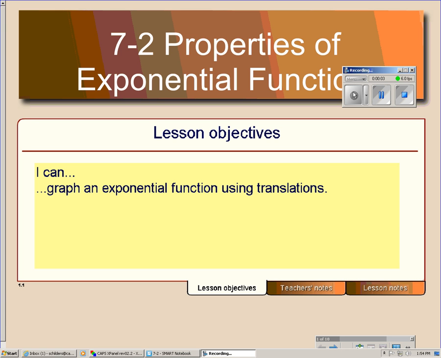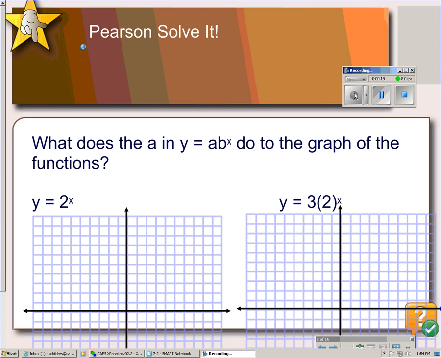This is lesson 7-2, and what we're going to be doing in this lesson is graphing exponential functions using translations. So we're going to use the same types of translations that we did in the first three chapters, and so if you know that, this should be relatively easy. Okay, first thing we're going to look at is the function y equals 2 to the x. This will be our parent function.